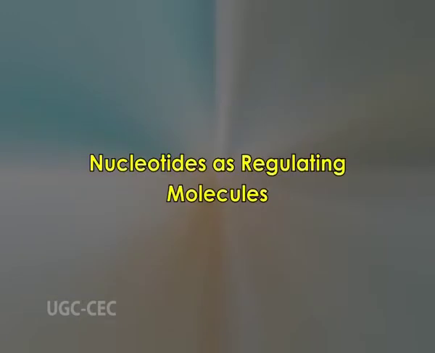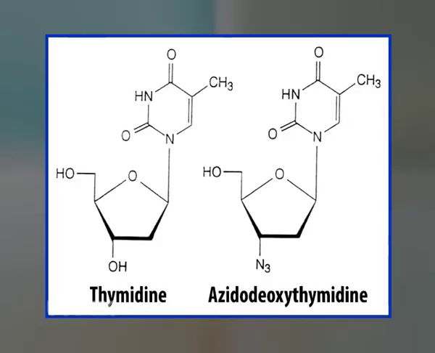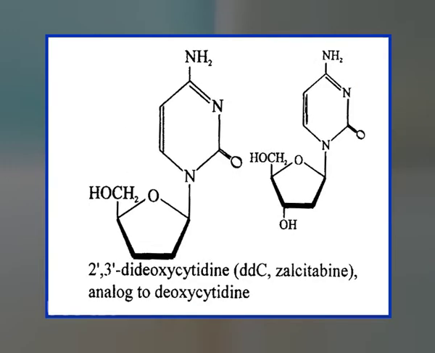Next is nucleotides as regulating molecules. In addition to their roles as subunits of nucleic acids, nucleotides perform some other functions. First is nucleoside analogues as drugs. Recently, 2 nucleoside analogues, 3'-azidodeoxythymidine, that is AZT, and 2',3'-dideoxycytidine, that is DDC, have been therapeutically used for the treatment of acquired immune deficiency syndrome, that is AIDS patients.